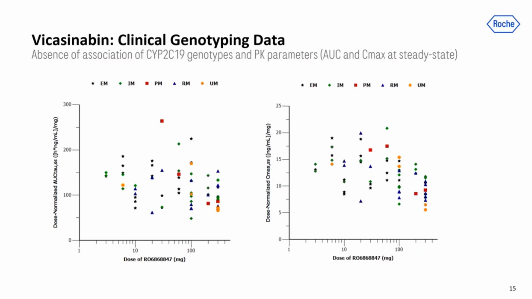Actually, here is a confirmatory study where we checked how the dose-normalized AUC or Cmax correlates to CYP2C19 genotypes from the clinical phase 1 study over the different doses of Vicasinabin. The clinical people set up some thresholds and defined extensive, intermediate, poor, rapid, and ultra-rapid metabolizers. However, we don't see any correlation of AUC and Cmax values over the different genotypes. And this is also supported by the PBPK modeling data.